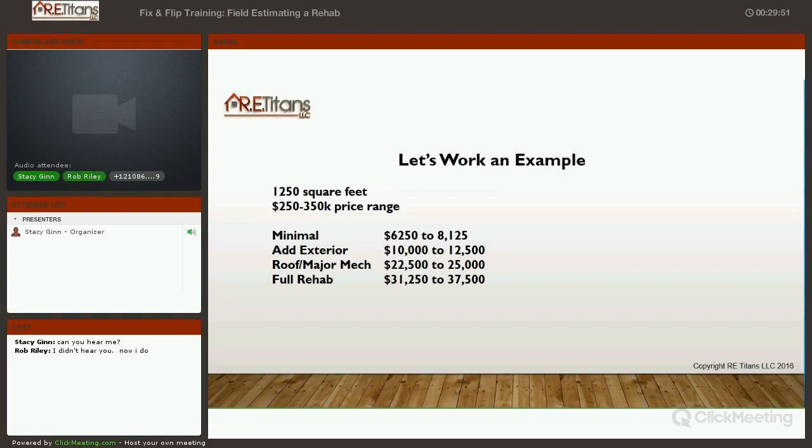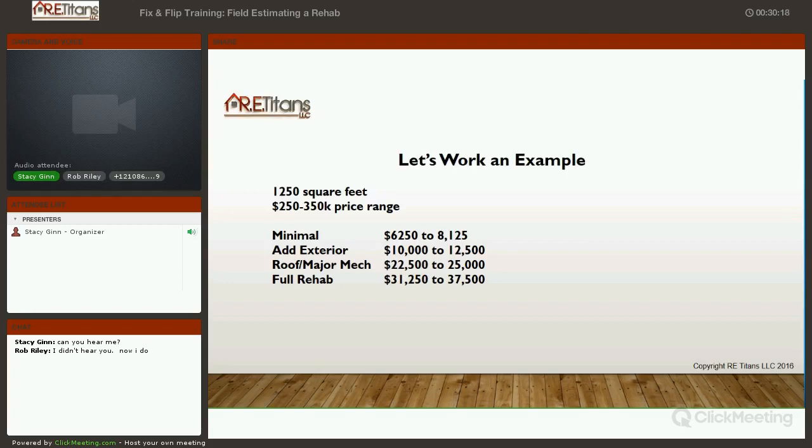I know you guys can't see it on screen, but there's kind of a correlation there too. You can't go in, and this is what we'll see a lot of times, there are ranges on these rehabs, but you can't go in and take the low range rehab estimate and expect to get the high end comp. And that's what you'll find a lot of times your wholesalers or other people will do.